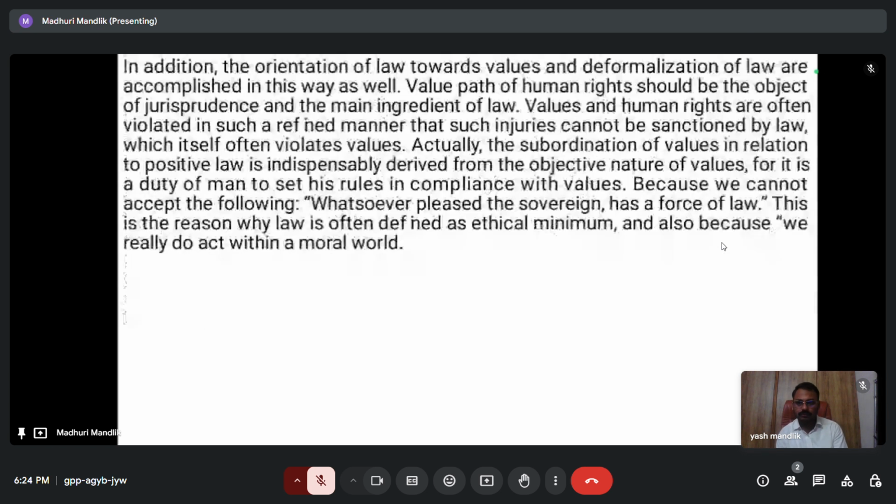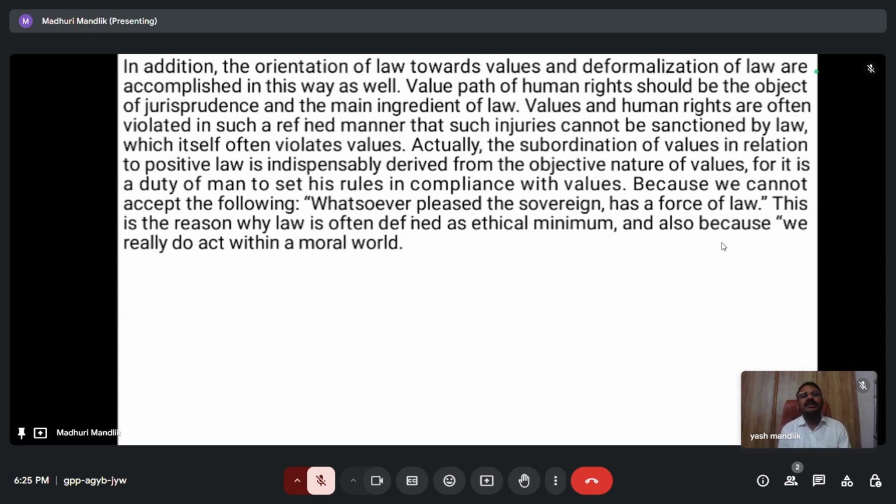In addition to the orientation of law towards value, the deformalization of the object is accomplished in this way as well. The value path of human rights should be the object of jurisprudence and the main ingredient of law. Values and human rights are often violated in such a manner that such injuries cannot be sanctioned by law, that is, punished by law, which is itself often violated by values.